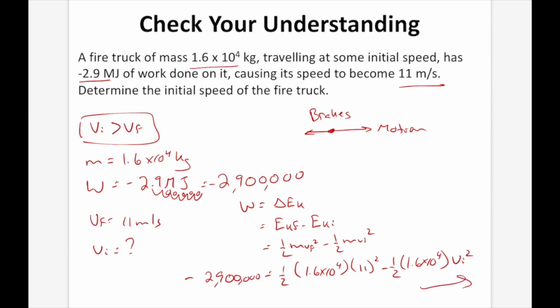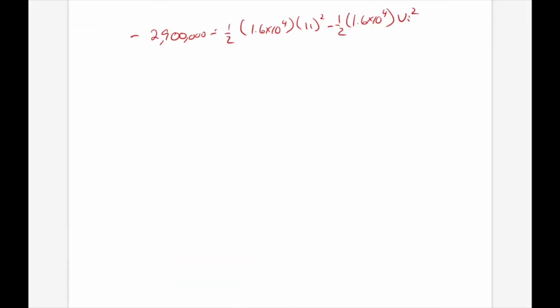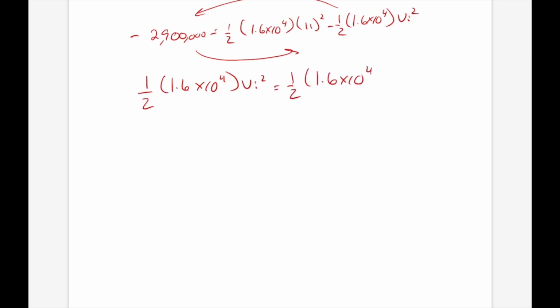Now let's give ourselves a little bit more room. So now how do we solve this? Well, it's not that difficult, but we just need to do a lot of rearranging. Now there's a few things you can do. You could bring this to that side of the equation and this guy to that side of the equation. That's probably going to make things a little bit simpler. So let's try that. So we're going to have positive now 1/2 1.6 times 10 to the 4 times VI squared equals 1/2 1.6 times 10 to the 4. That's this guy here times 11 squared, right? That's that right side of the equation. Now it's going to be plus 2900. Okay, now it makes it a little bit easier to do our work.